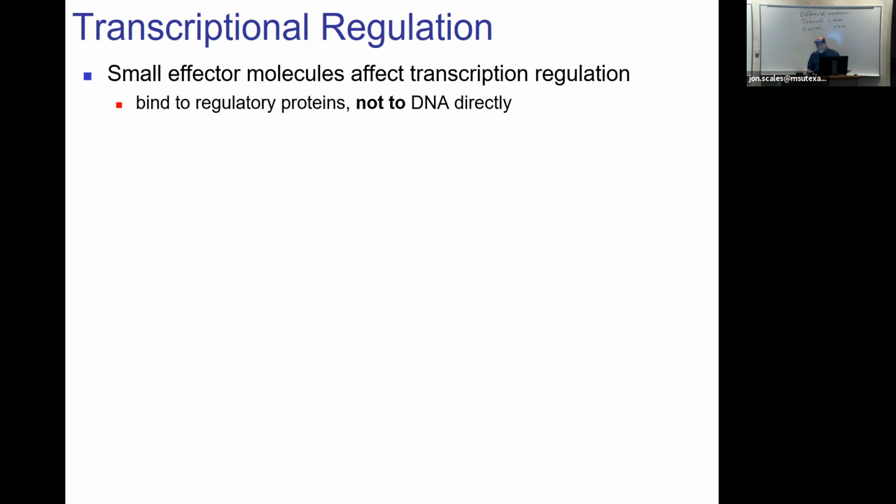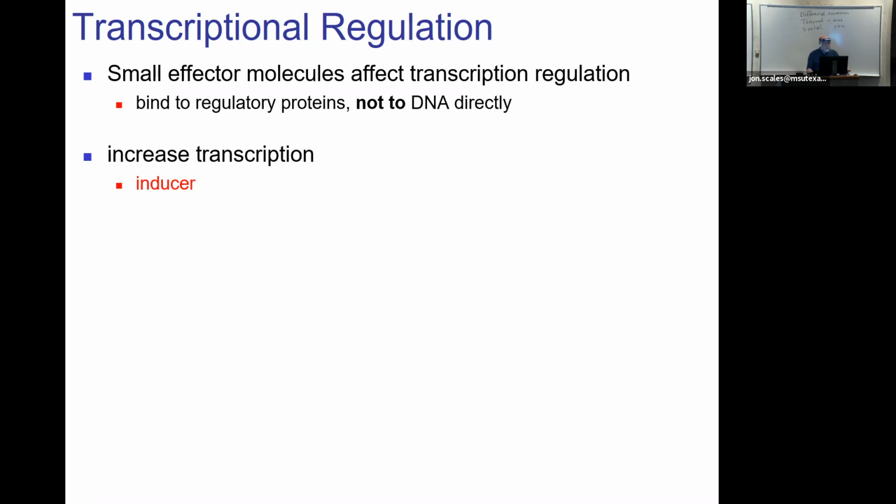They are affecting either turning genes on or turning genes off. The molecule, right, it's just a chemical. It doesn't bind to the DNA. It usually binds to some sort of a protein. We call them protein receptors or sometimes it binds to a repressor, sometimes it binds to an activator, right? And it can make that protein work.